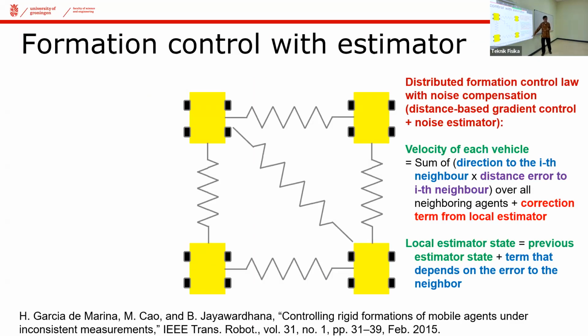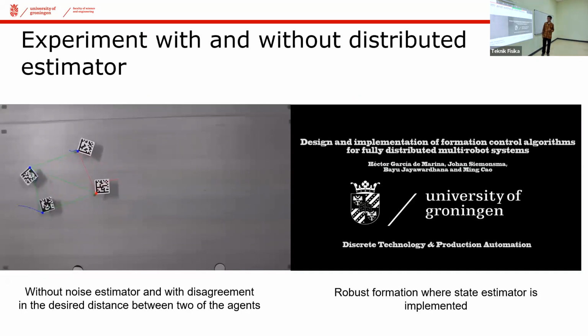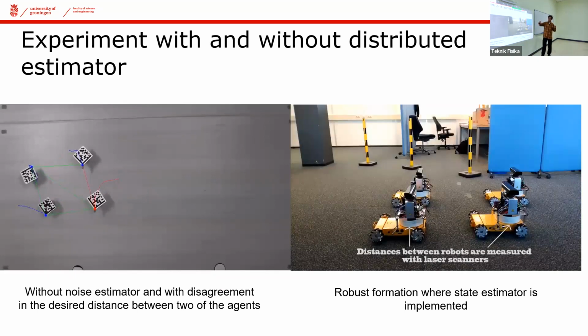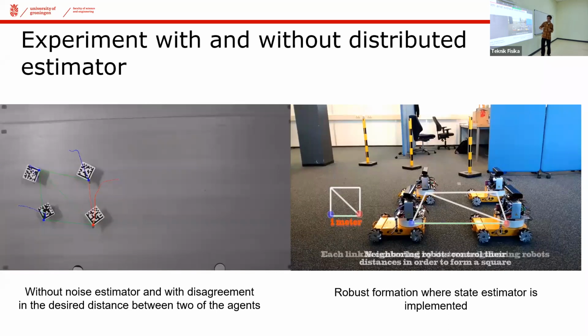You can find it in the paper from 2015. It's already 7 years ago. But I like to show movies. So I'm going to show movies on the left. That is what happens when these agents, the red ones, have a discrepancy in the measurements. And I would like them to converge to the square. But you can see that they are now converging to a parallelogram, which is the wrong shape. And not only do they converge to the wrong shape, they are going to move in a circular way.